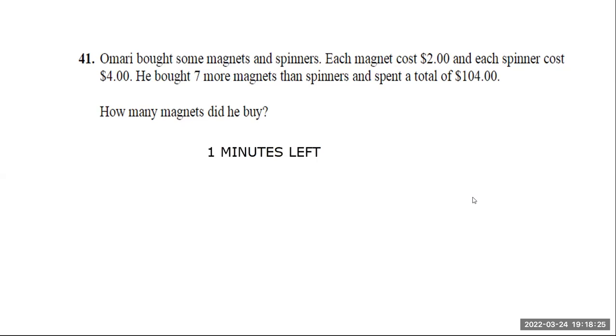So what I would do is I multiply 7 by 2, and that will give me the cost of 7 magnets. Right. So what would have been the first statement you'd have written in this problem? Cost of 7 magnets. Right. Right, because the question said that the magnet costs $2. So the cost of 7 magnets would be $14.